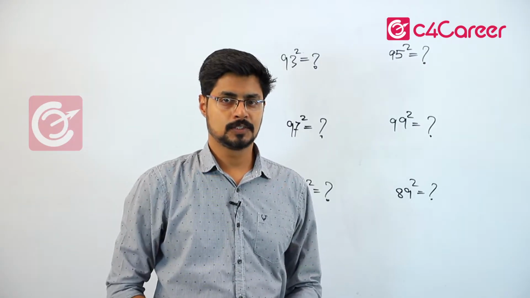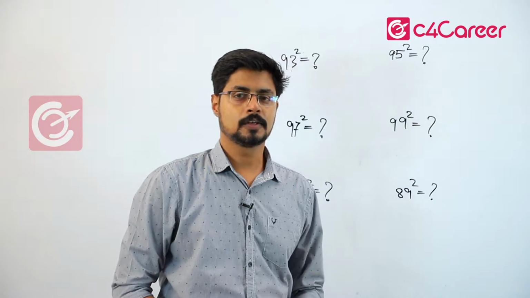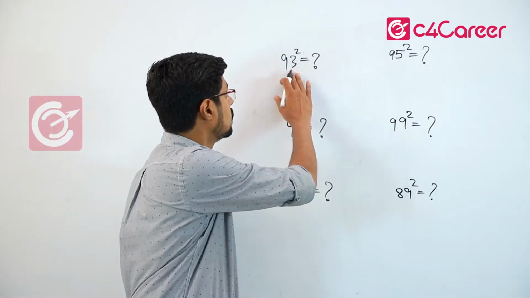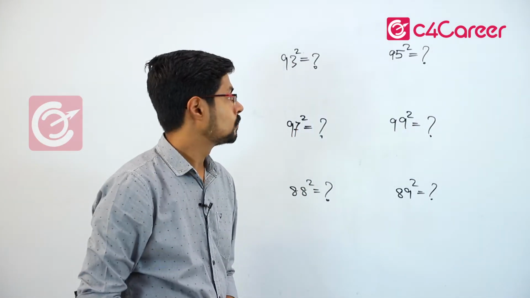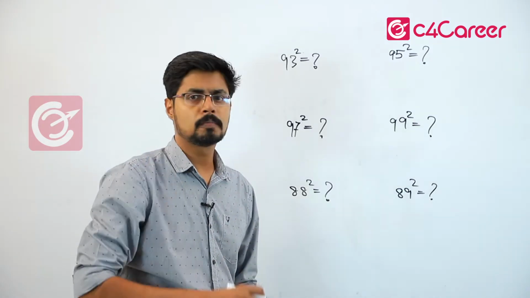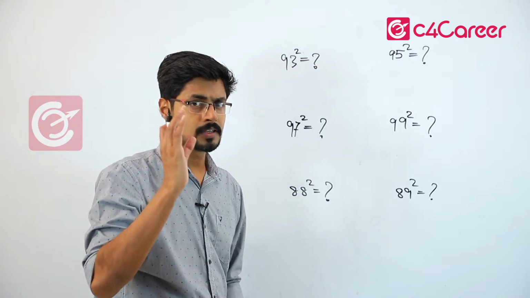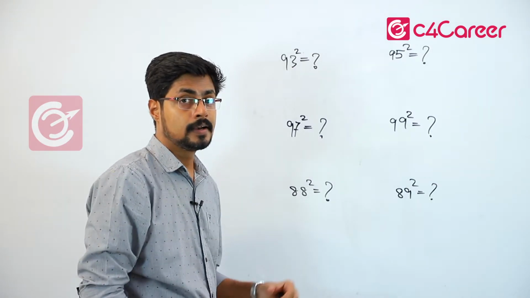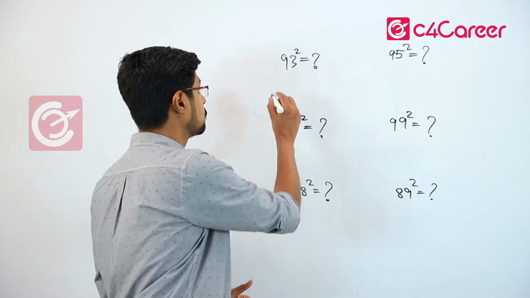My dear students, let's look at some examples of the concept we have discussed now. 93 square. First we have to imagine the difference from 100. What is the difference? I think better we can do it in our mind now. What is the difference? 7. So the first part is going to be 93 minus 7. What is it?